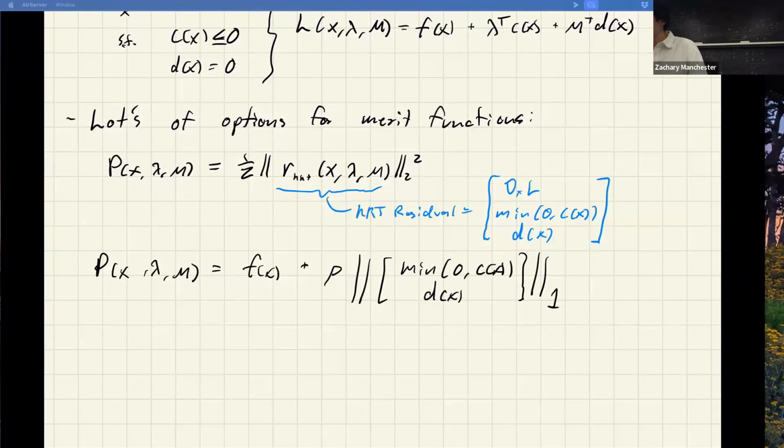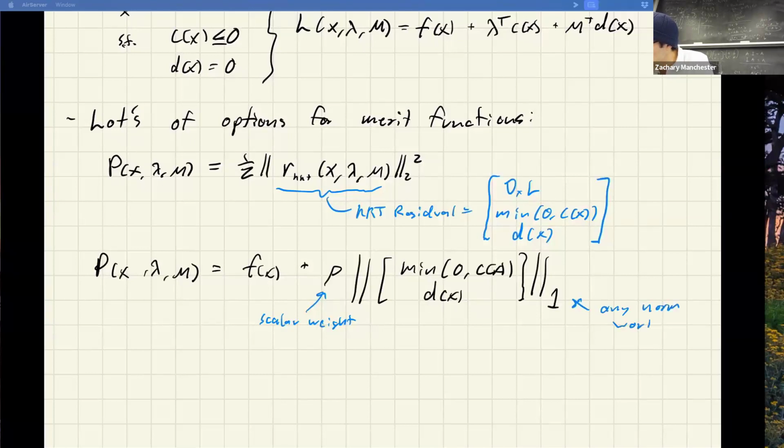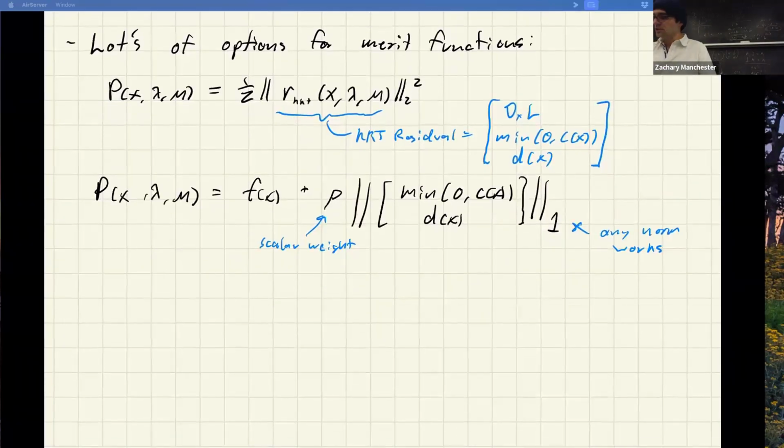The reason it's common is that, well, it works. And also, it's very, very cheap to compute this thing and its gradient, it turns out. So this is some scalar weight over here. And again, any norm works, but the 1 norm's cheap to compute, and that's cool. So there's 2 options. This one's really common. Turns out this is maybe the most common one in SQP methods, which are pretty standard methods. There's lots of fancier ones too.